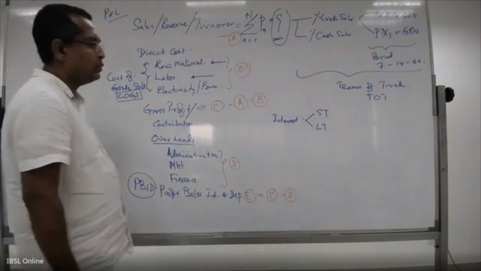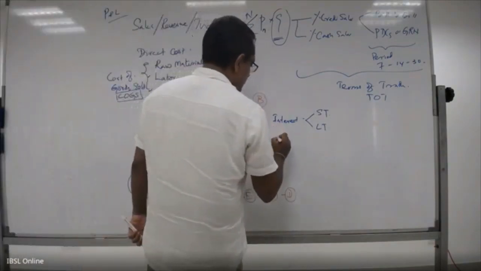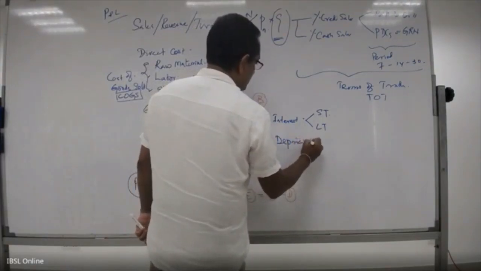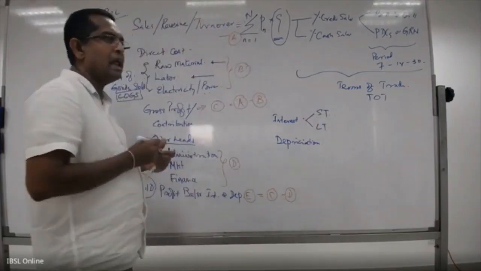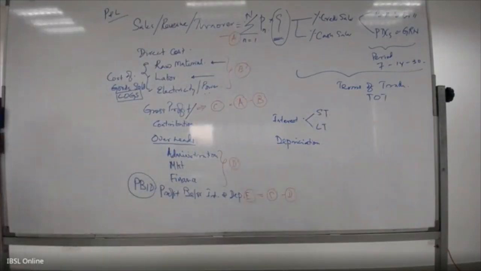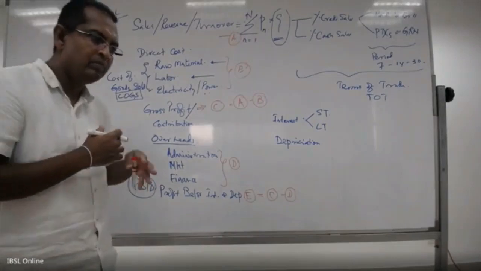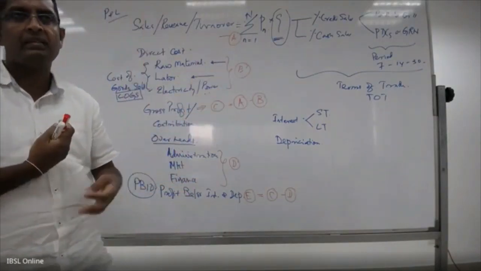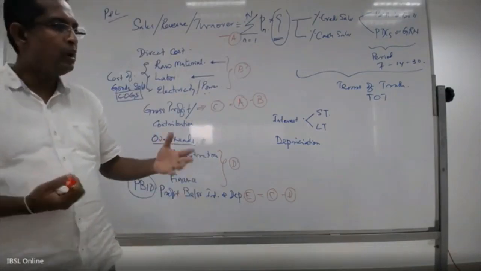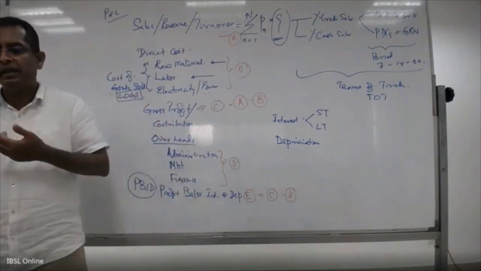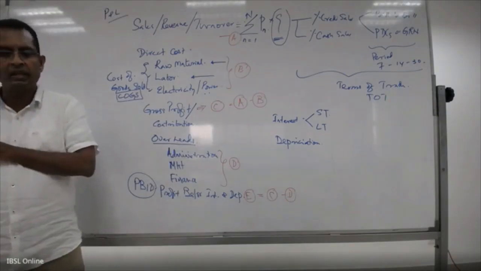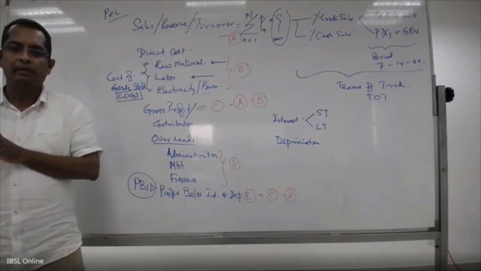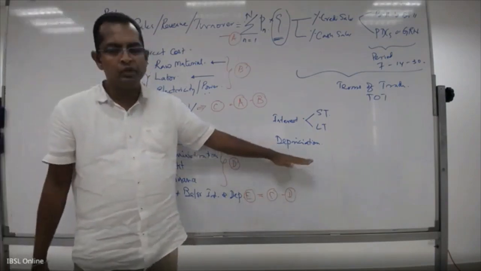Right? Then you have depreciation, right? That is the allocation we do to replace our fixed assets like buildings, machinery. So every year, part of the profit we allocate to replace our fixed assets. So that is called depreciation.